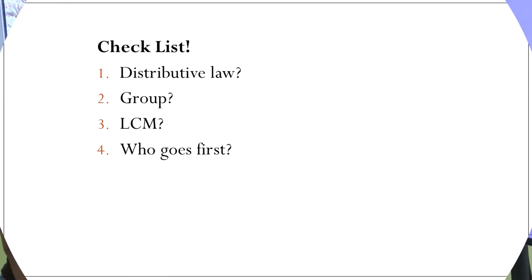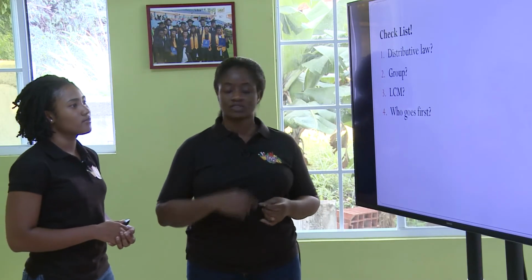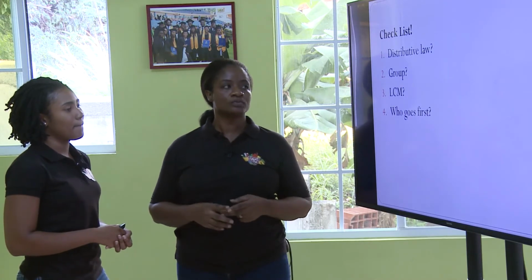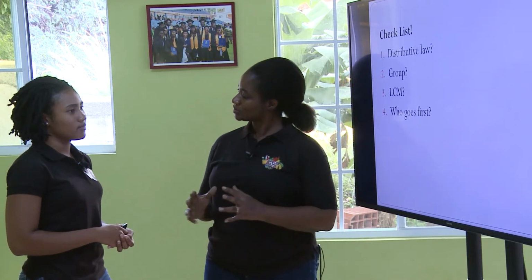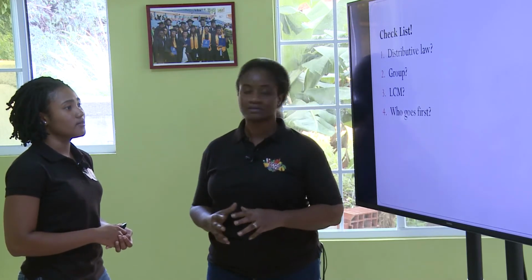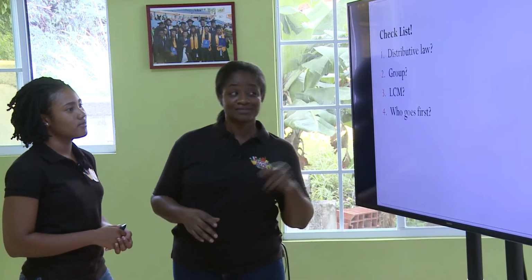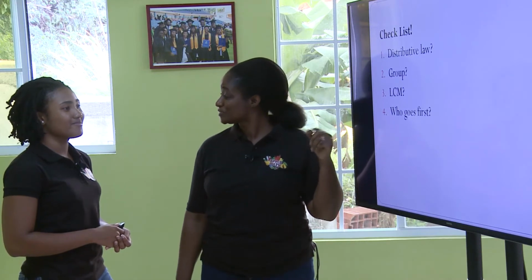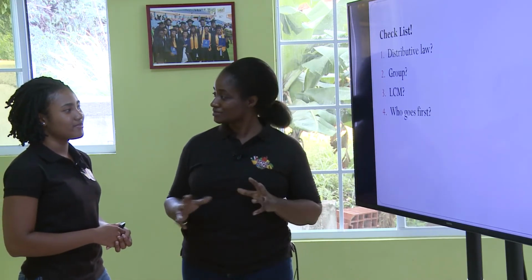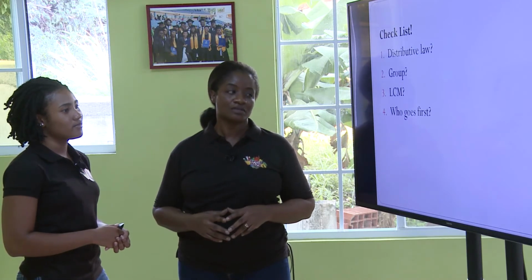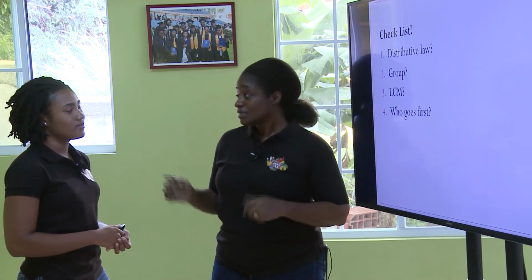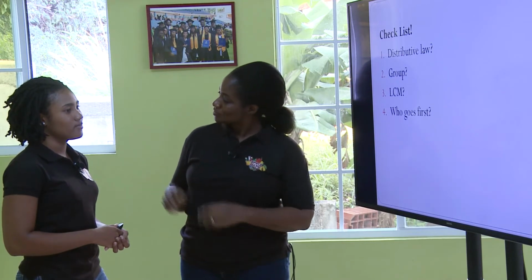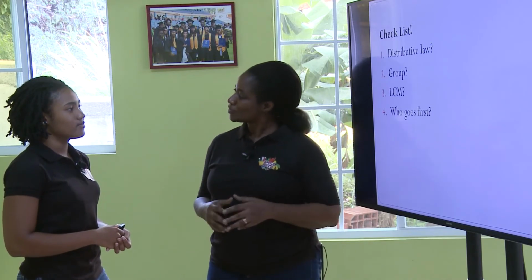Here in the checklist, when targeting those types of questions, our viewers should think about 1, the distributive law. That's where you expand. 2, think about grouping their like terms. I think you did a video on that already. Yes, we did. And also something they would have learned probably in grade 6 or primary school, finding the lowest common multiple of fractions. And 4, who goes first? Is it the addition, the subtraction, or the multiplication and the division when solving?